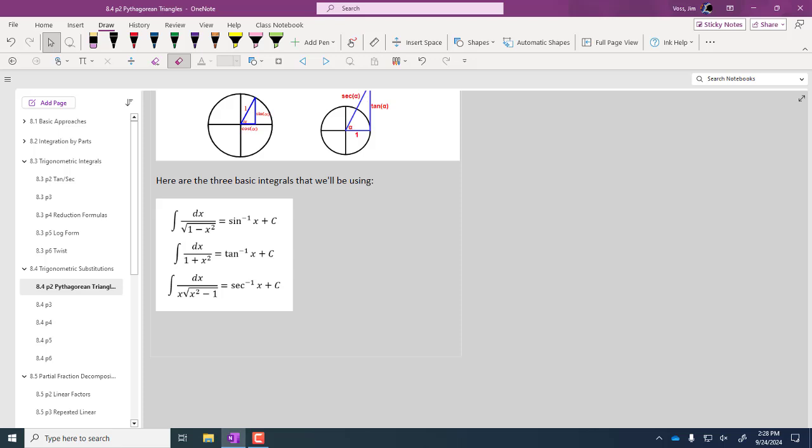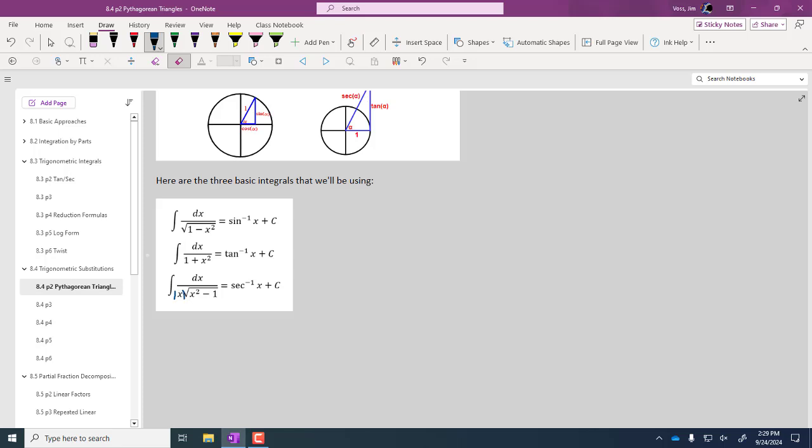Now, we have to be a little careful with this inverse secant one. You will see sometimes that the derivative of inverse secant will have an absolute value around that x. We're not going to get into the nitty-gritty of why that is, but you will see this frequently, and it has to do with the definition that the book is using for inverse secant.